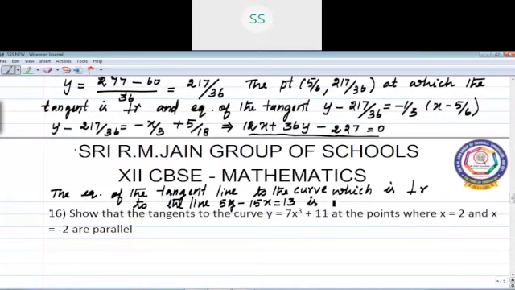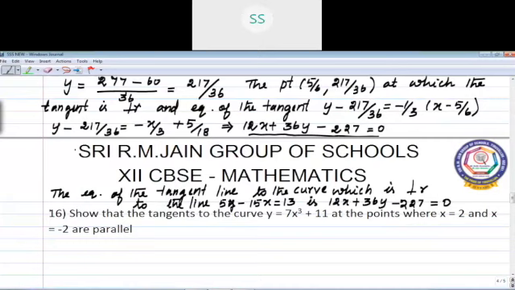You see 12, 36, or you write 12x, however you like. 12x plus 36y minus 227 equal to 0. Right? Like that you have to end up. For your purpose I wrote it here. Right? Next question you see.